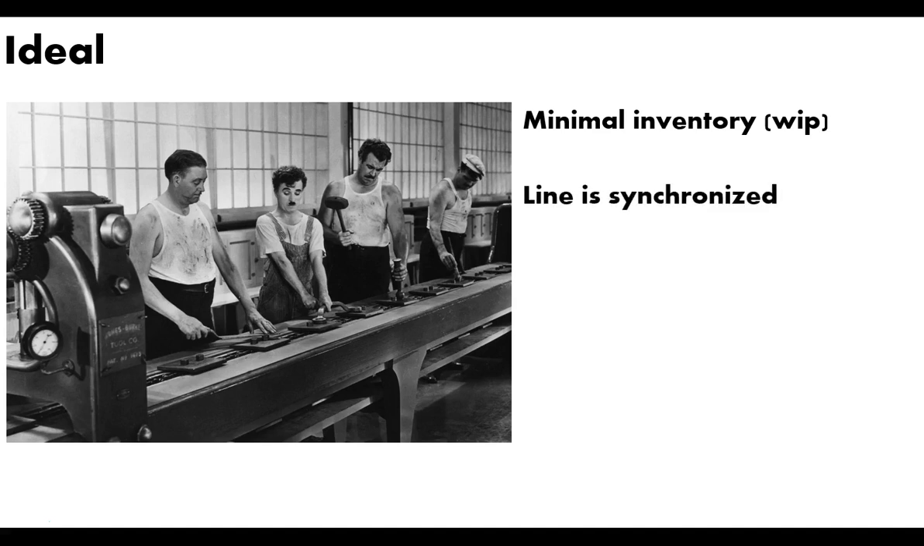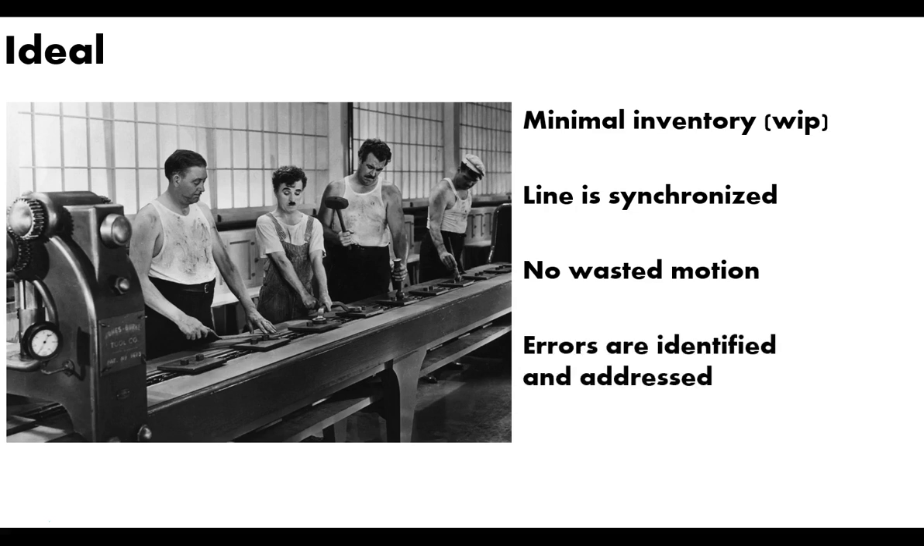The line is much more synchronized. So when somebody's working on something behind him, there's somebody working on something before him, and they're doing a very specific type of job. There's no wasted motion. Each person has very specific tasks, very specific work they're trying to do, and each one of their gestures, each one of their movements adds value to the end product.